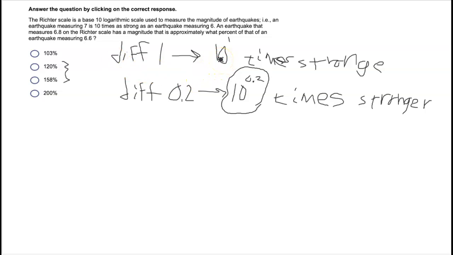It's 10 to the power times stronger. That's what log scale means. A difference of one is not, you know, one times stronger or doubling or what, right? A difference of one is 10 times stronger. Difference of x, 10 to the x times stronger. Difference of 0.2, great. 10 to the power 0.2 times stronger. Convert that to a percentage. Next.